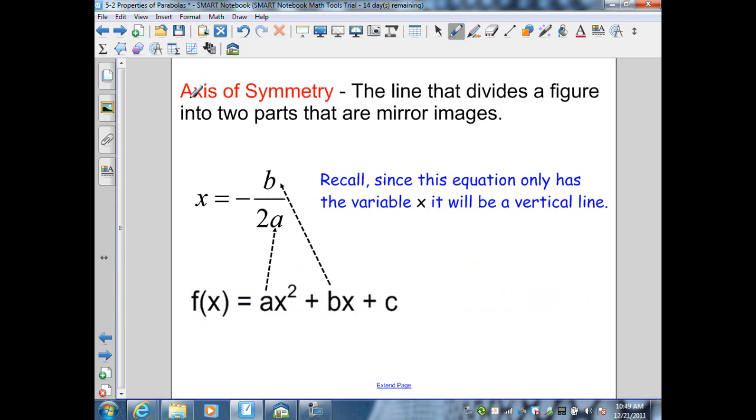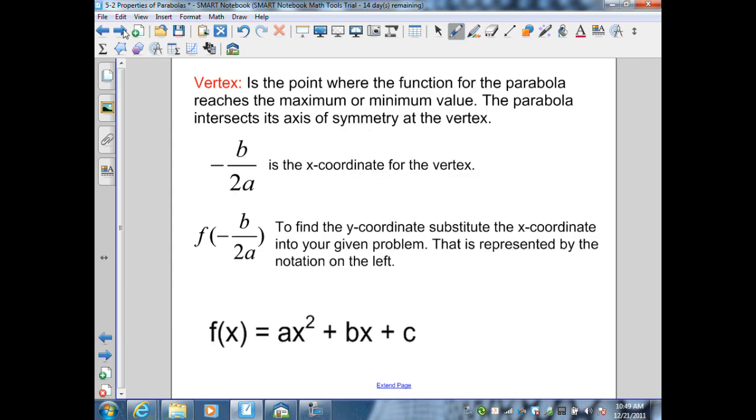The axis of symmetry is the line that divides a figure into 2 parts that are mirror images. How do I get the axis of symmetry? The axis of symmetry is given by negative b over 2a. Remember, a is the coefficient of my quadratic term. B is the coefficient of my linear term. Recall, since the equation only has the variable x, it will be a vertical line. The vertex is the point where the function for the parabola reaches the maximum or minimum value. The parabola intersects its axis of symmetry at the vertex.